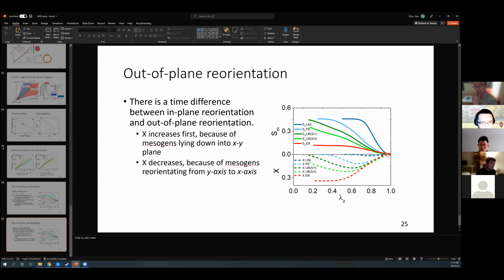Okay, I see. So you mean it will just orient to the plane first, then distribute in x and y. Yes, so basically all the molecules are lying down into the plane first, and then do the reorientation in plane. Okay, that's quite interesting. Thanks. That's all my questions. Thank you very much. Very interesting talk.